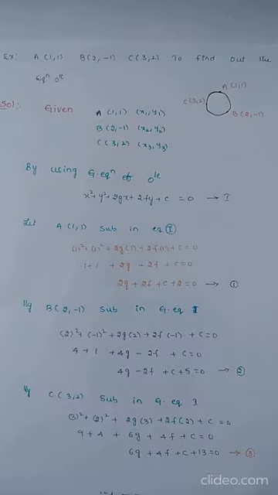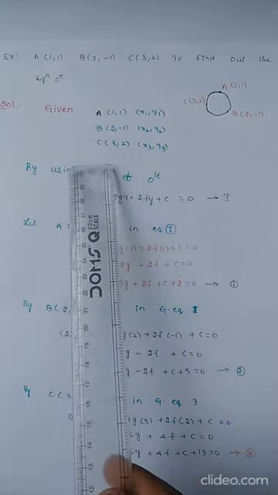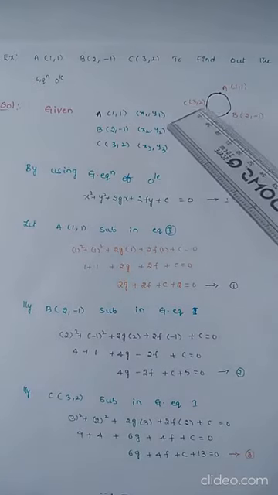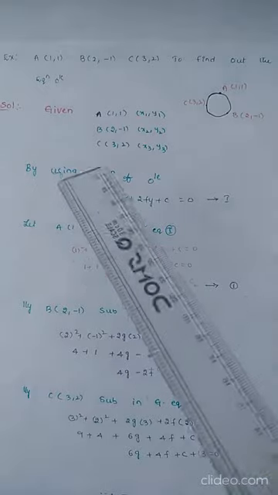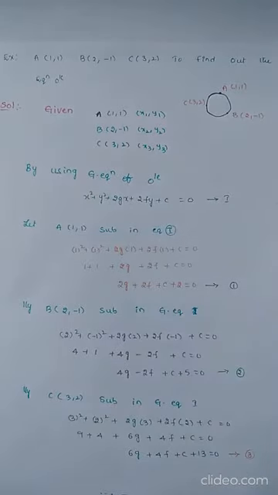The given points are A(1, 1), B(2, minus 1) and C(3, 2). What is the next step? By using the general equation of the circle, x square plus y square plus 2gx plus 2fy plus c is equal to 0. That is the general equation of the circle.